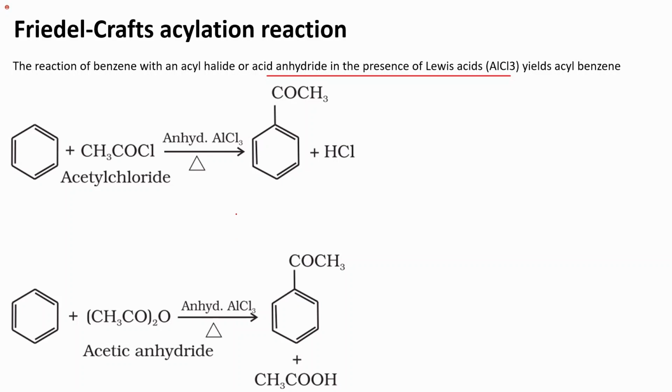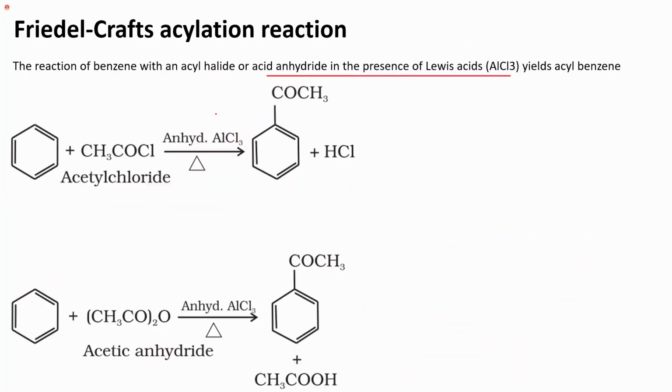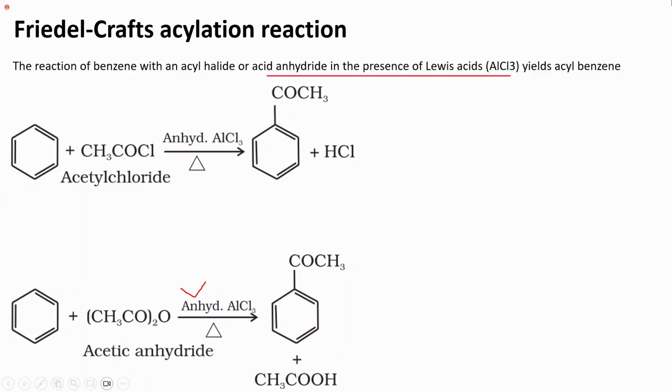The previous one is the Friedel-Crafts alkylation reaction, and this is the Friedel-Crafts acylation reaction. Alkylation means the alkyl group will come and substitute one of the hydrogens, and in acylation the COCH3 group will come to the benzene. With an acid anhydride and anhydrous AlCl3 you will get COCH3 plus acetic acid.